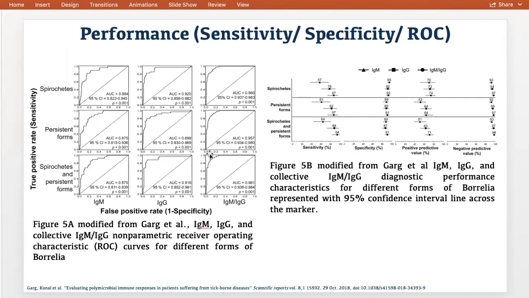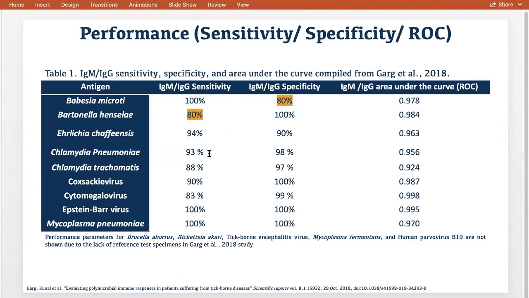Moving forward to other microbes, the lowest sensitivity, so to say, is for Bartonella henselae, and the lowest specificity, so to say, is for Babesia microti.